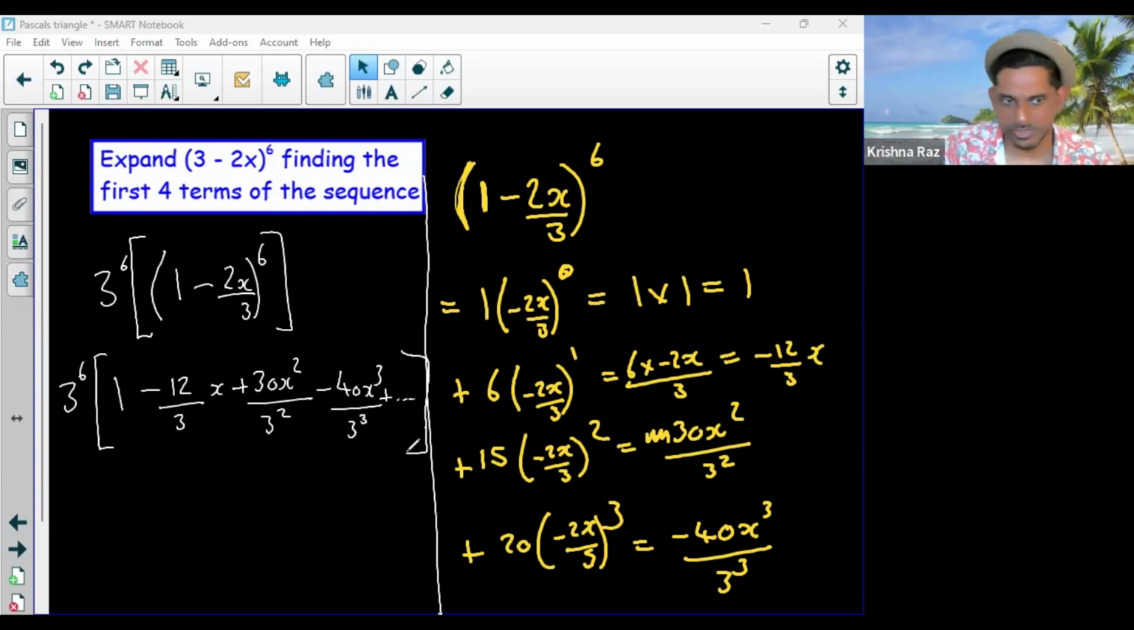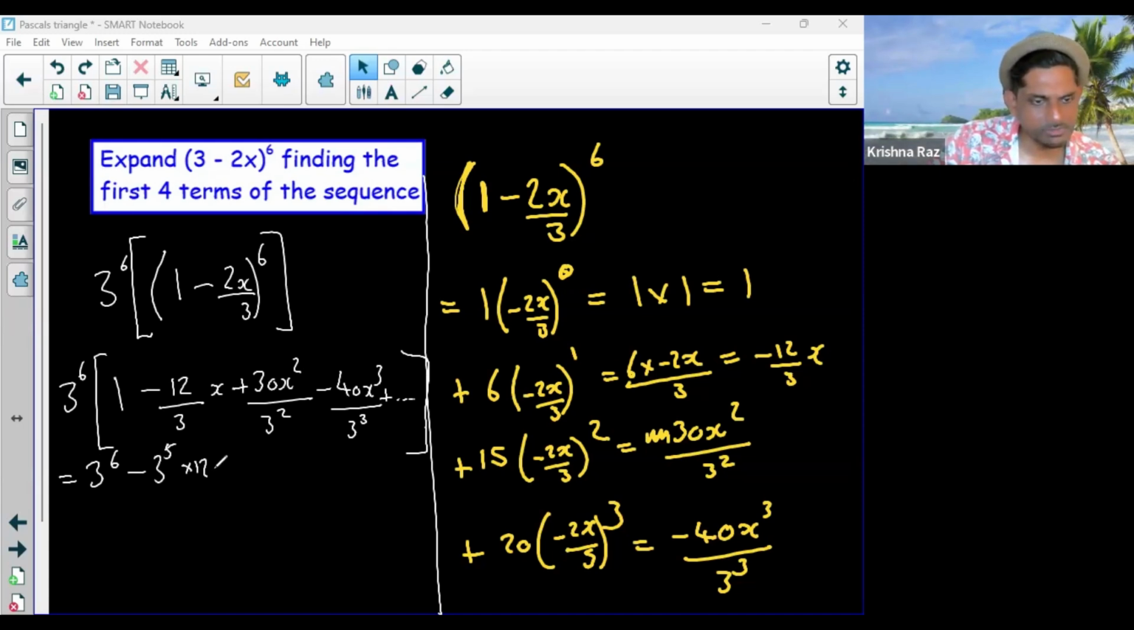Yes, so we only want the first 4 terms, so that will do. Now I need to times everything by 3 to the power of 6. So the first term will be 3 to the power of 6. The next one will be 3 to the power of 6 divided by 3, which is 3 to the power of 5, times 12 times x, plus 3 to the power of 4 times 30 times x squared, minus 40 times 3 cubed x cubed.